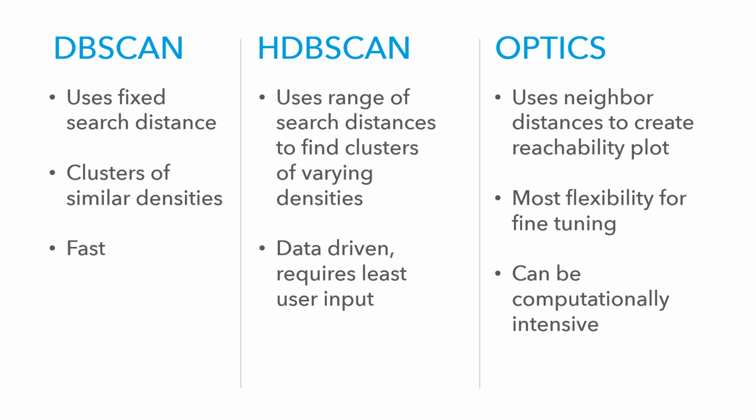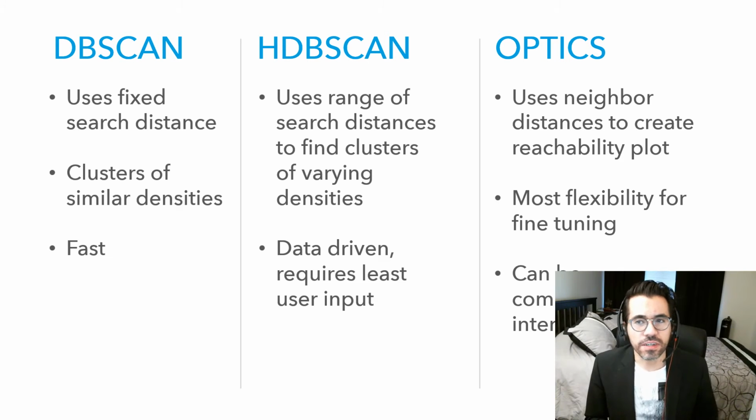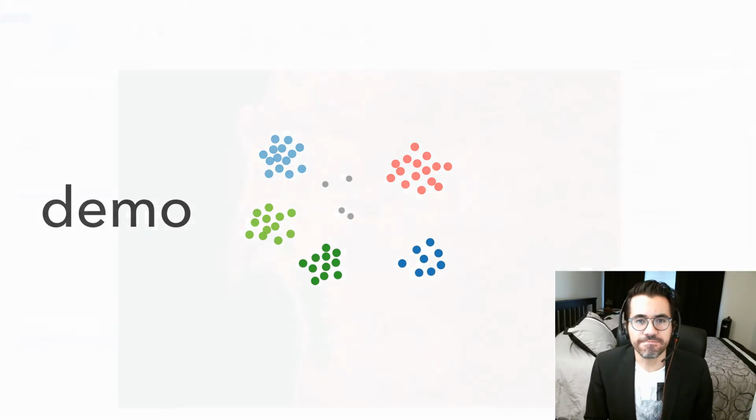And finally, you have OPTICS, which uses that reachability plot and the concept of neighbor distances. And it has a lot of flexibility for fine tuning. You can tweak the cluster sensitivity parameter to tell it whether you want additional clusters within large clusters. But it can be really computationally intensive as a result. So with that, let's get into a demonstration of density-based clustering.